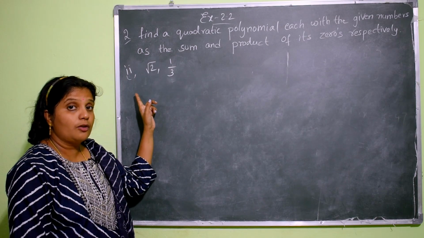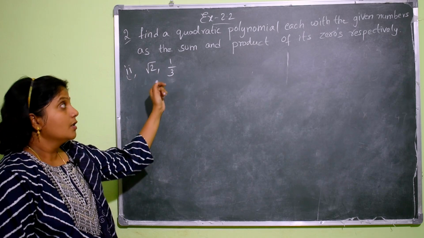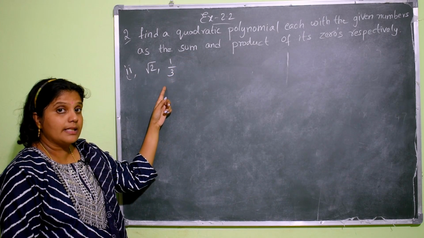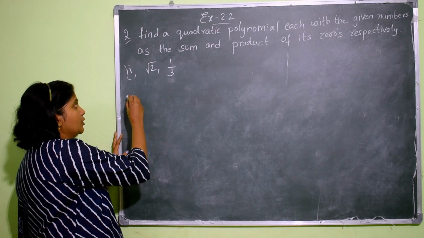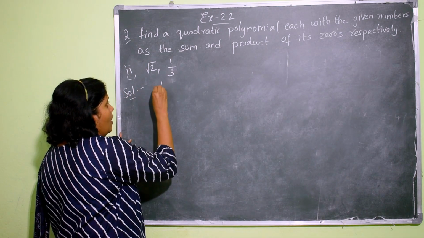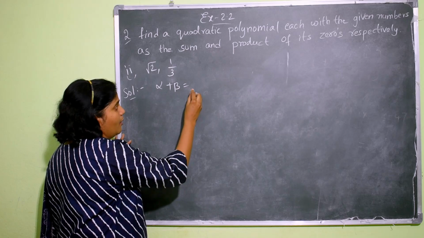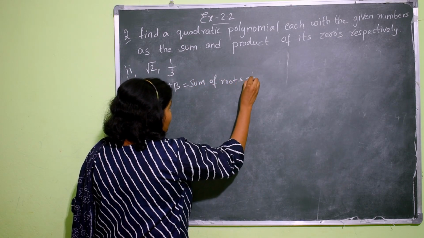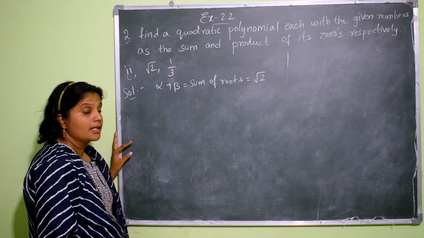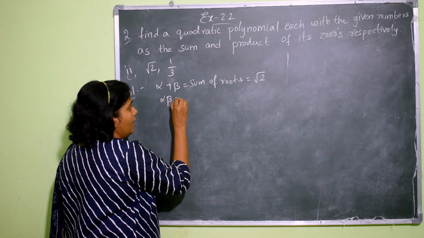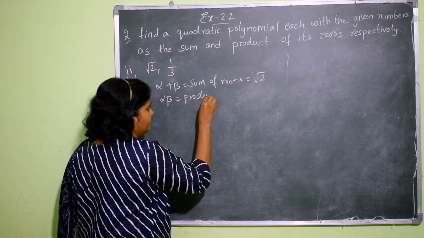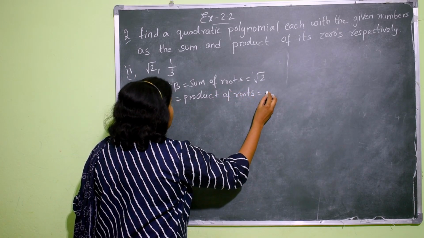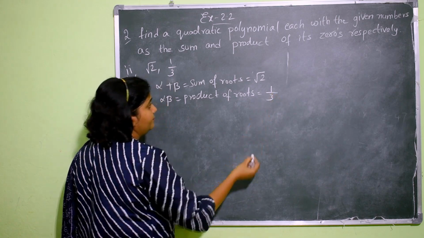So in the second problem, second bit, what is given? Sum and product of zeros. Alpha plus beta is nothing but the sum of roots, that is root 2. Alpha beta is nothing but the product of roots, that is 1 by 3.